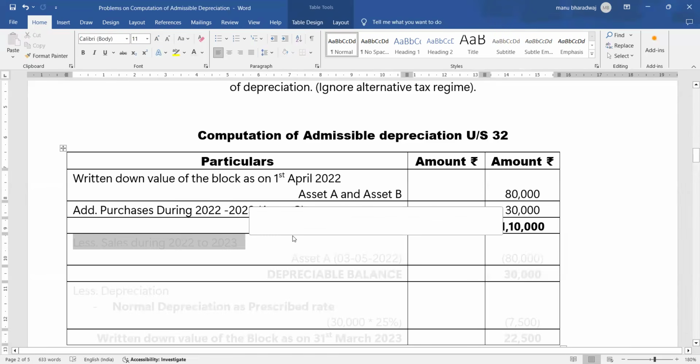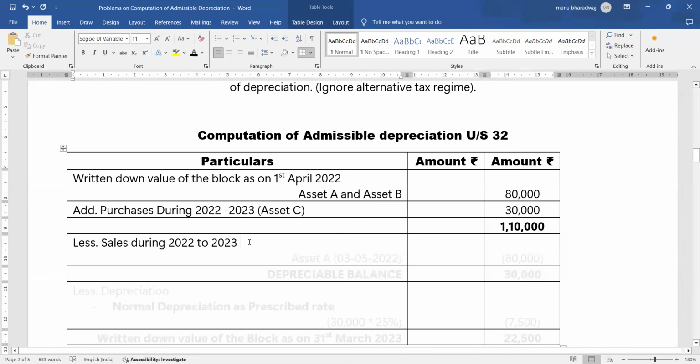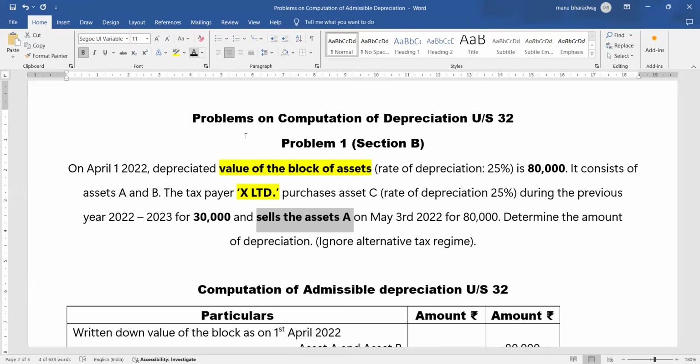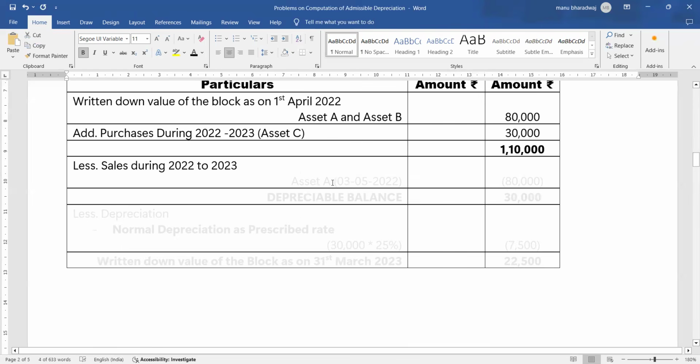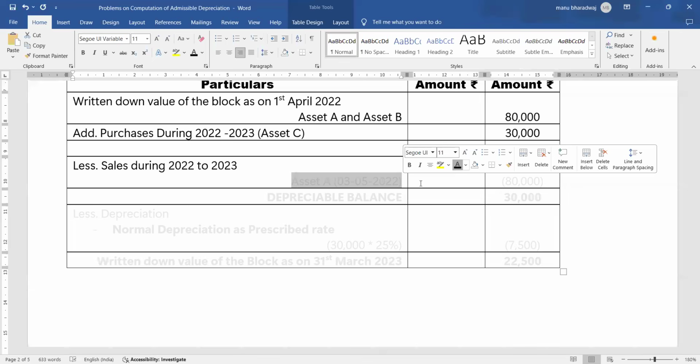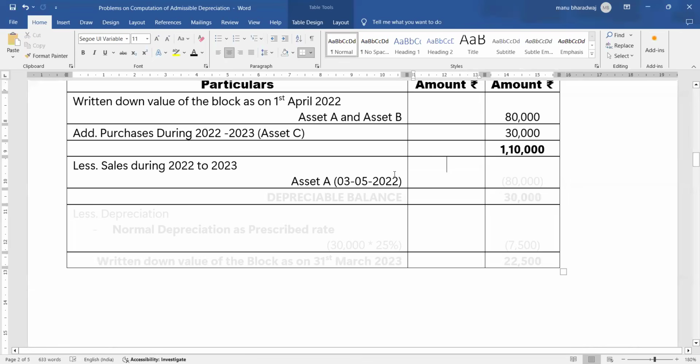From that, you have to reduce sales, if any sales are there during the year. If there was any sale in the previous year, you have to subtract it here. So he sells asset A on May 3rd, 2022. Asset A has been sold. So I will write asset A, and he is selling the asset on 3rd May 2022.